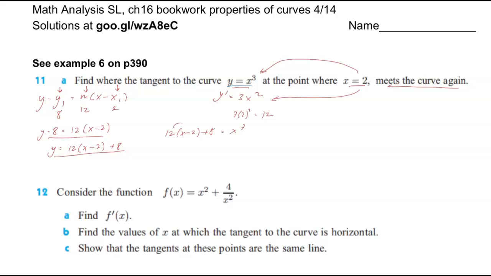Okay, so let's expand and combine like terms. So we got 0 equals x cubed minus 12x, and then this would be minus 16 plus 16, so it would be like that. Okay, and at this point, you're not expected to be able to find the roots to a cubic, so we're going to do that with the calculator.